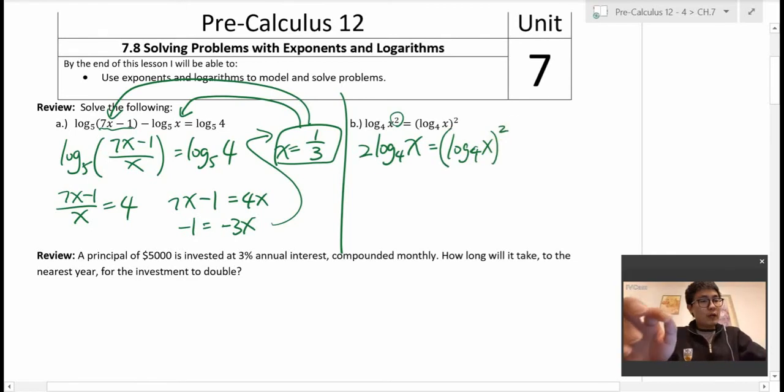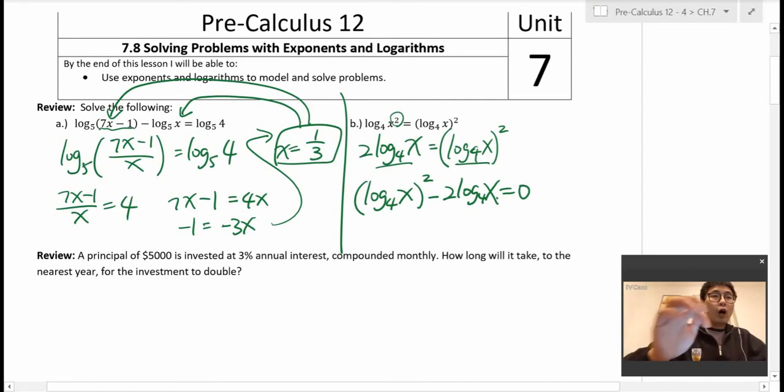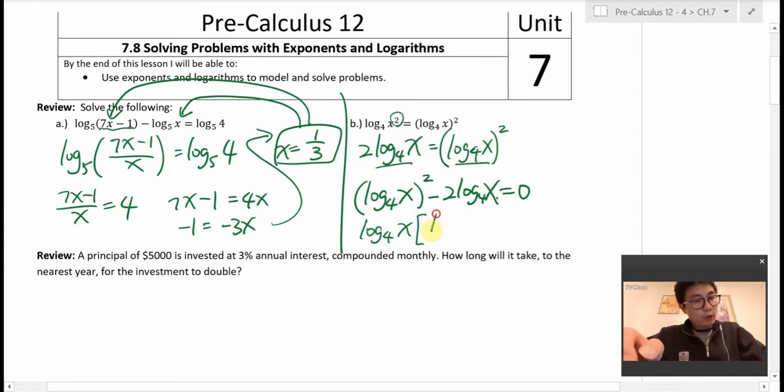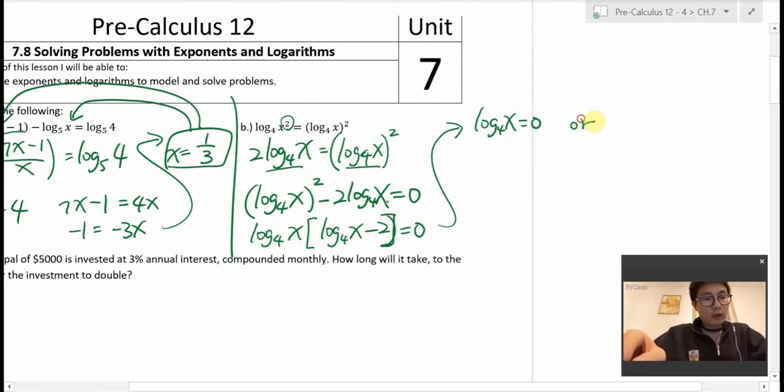Now what I'm going to do is, I do see that this and that are like terms. So I'm going to move the one on the left to the right. We end up with log base 4 of x squared minus 2 log base 4 of x, and this should equal 0. Like I said, we have a common factor here because both terms contain log base 4 of x. If you factor this out, you should end up with log base 4 of x times the square bracket of log base 4 of x minus 2, equal to 0. Which means you either have log base 4 of x equal to 0 or log base 4 of x minus 2 equal to 0.